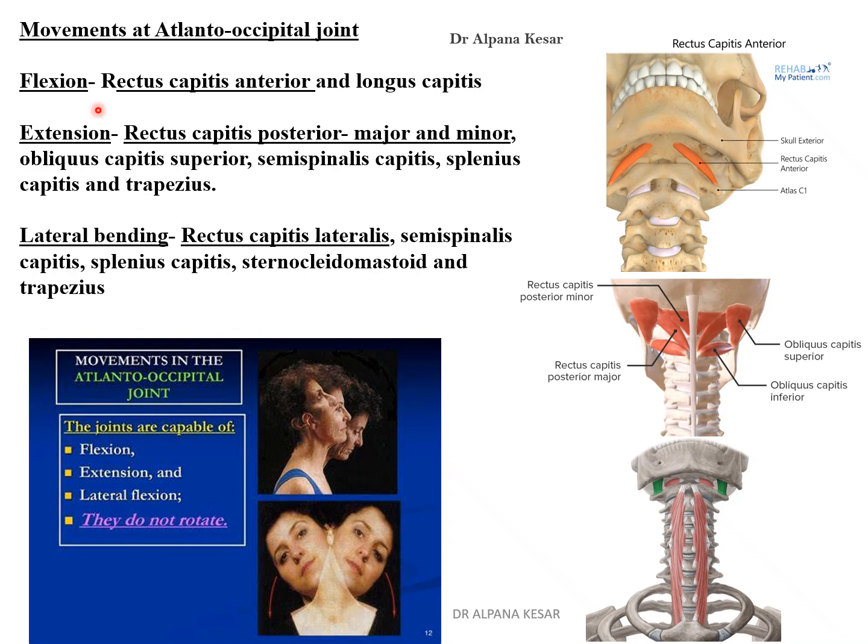Flexion is brought about by rectus capitis anterior, which is this muscle, and longus capitis. Extension is brought about by rectus capitis posterior major and rectus capitis posterior minor. This is rectus capitis posterior major and minor. Other muscles that participate in extension are obliquus capitis superior, which is this, semispinalis capitis, splenius capitis, and trapezius.